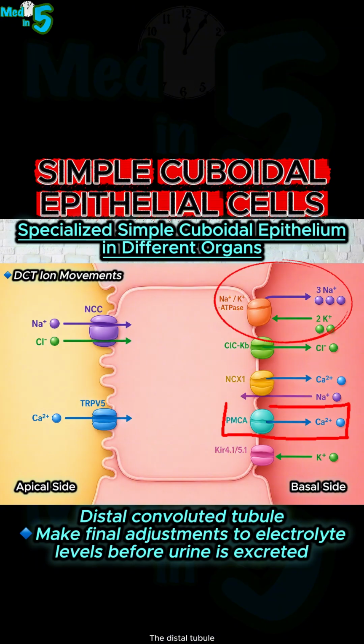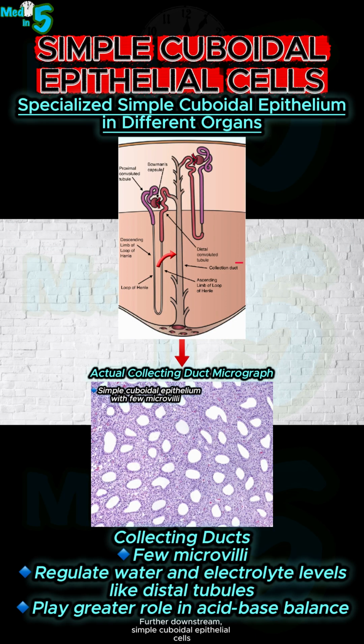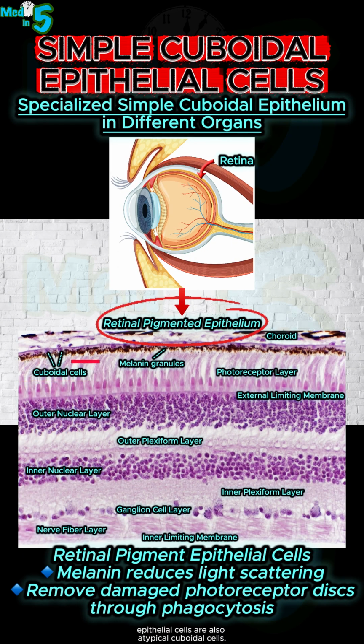The distal tubule makes final adjustments to electrolyte levels before urine is excreted. Further downstream, simple cuboidal epithelial cells in the collecting ducts also have few microvilli. Collecting ducts also regulate water and electrolyte levels like the distal tubules, but they play a greater role in acid-base balance. Retinal pigment epithelial cells are also atypical cuboidal cells.